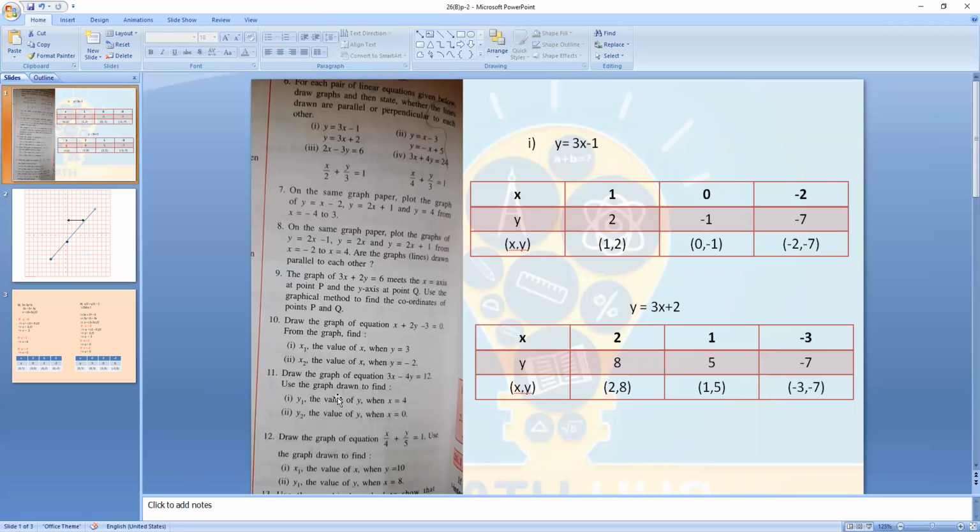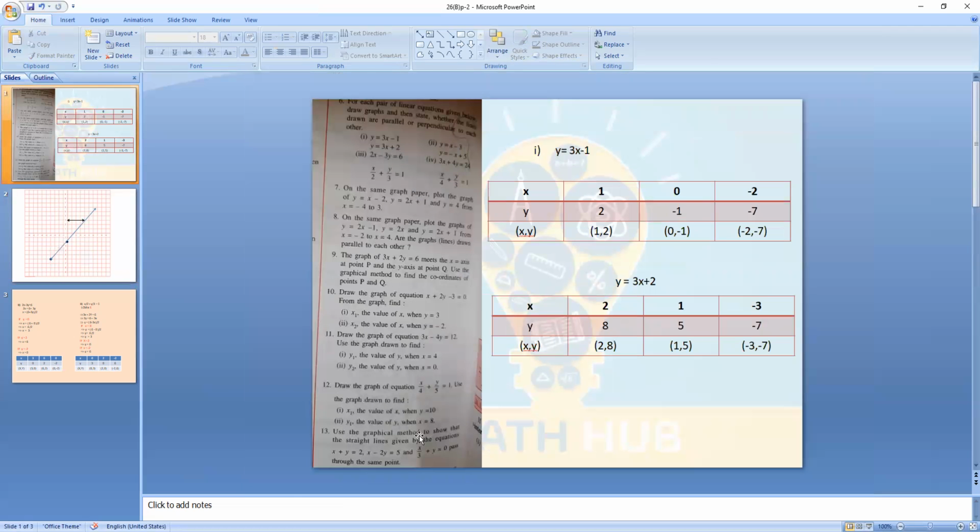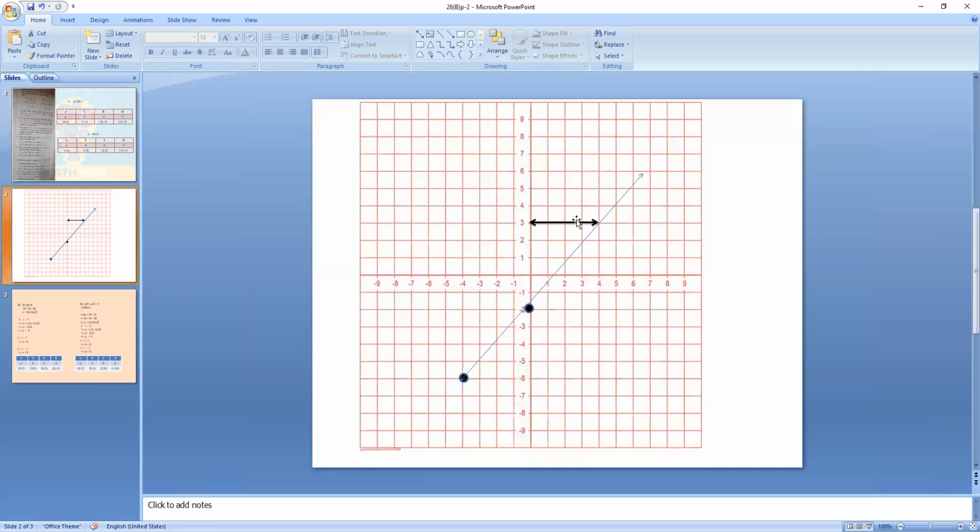Last, final, the 13th one. See, use the graphical method to show that the straight lines given by the equations pass through the same point. So, after drawing all these lines, you can check that they all pass through one given point. Like this. See here, after drawing, you will get all the lines like this.